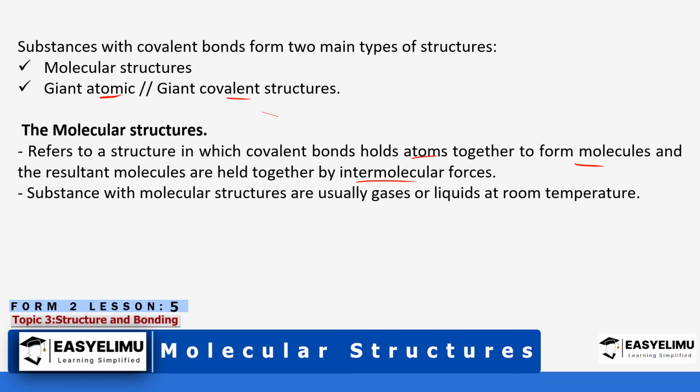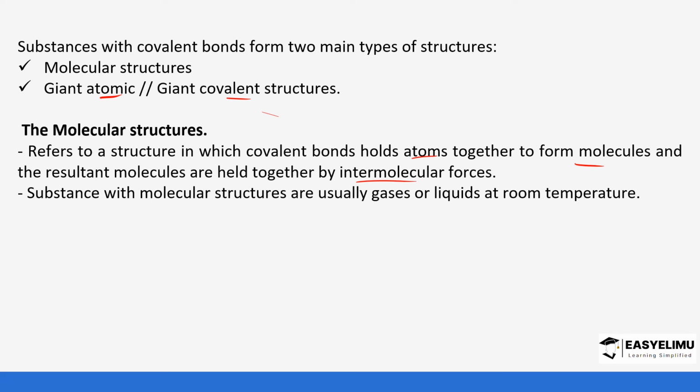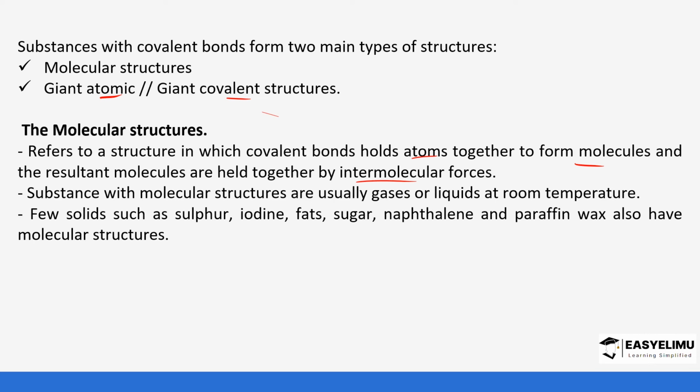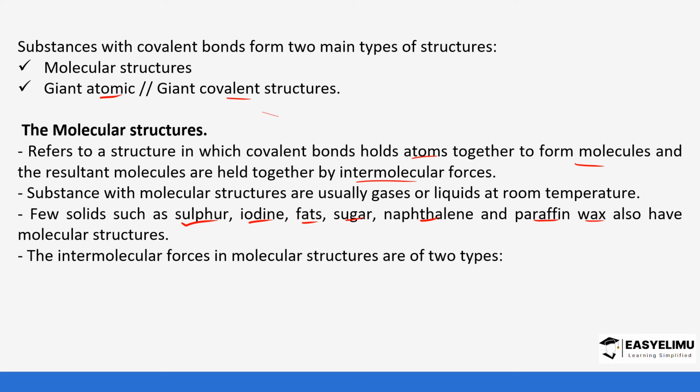Substances with molecular structures are usually gaseous or liquids at room temperature, most of them. A few solids like sulfur, we talked about this in Form 1, iodine, some fats, sugar, naphthalene, and paraffin wax also have molecular structures. The intermolecular forces in a molecule are usually of two types. We have the van der Waals forces, which we have been discussing, and we have the hydrogen bonds.